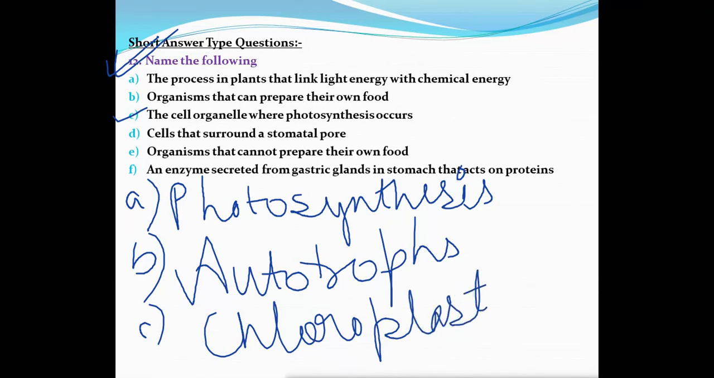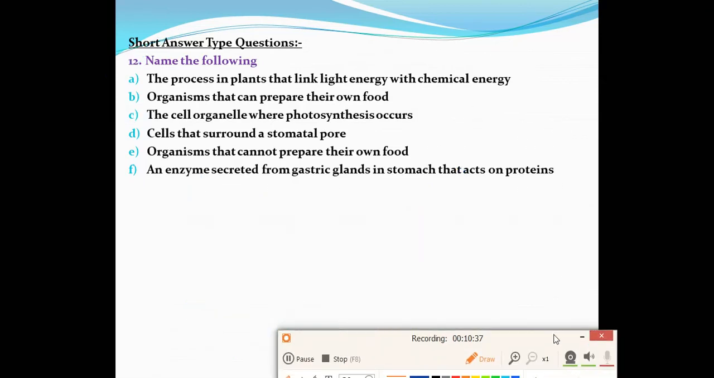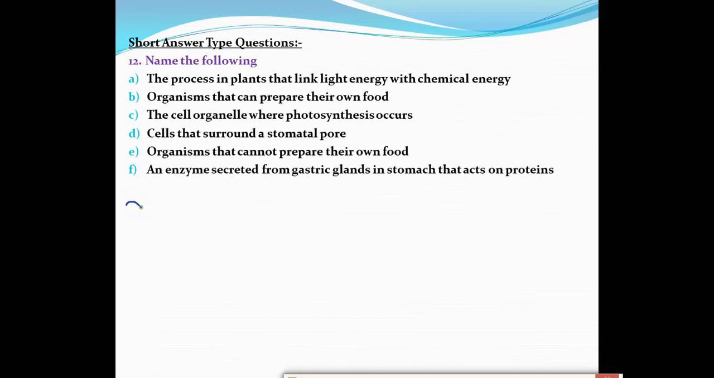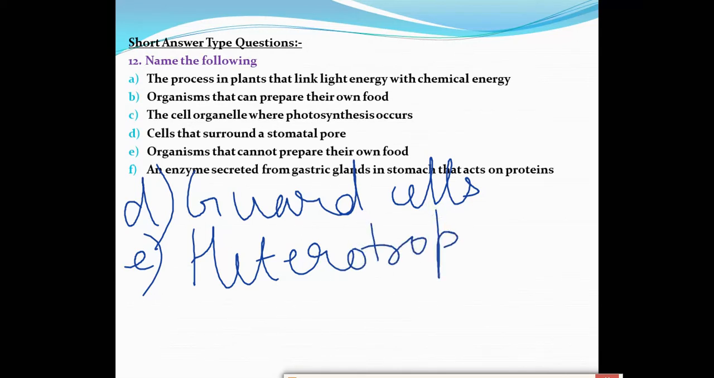Now come to D number. Cells that surround a stomatal pore. So around the stomata, which cells are present? Guard cells are present. Around the stomata guard cells are present. Organism that cannot prepare their own food. What do we call organisms which cannot prepare their own food? We call them heterotrophs.